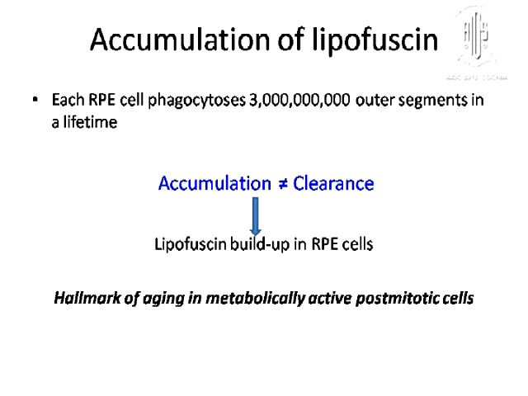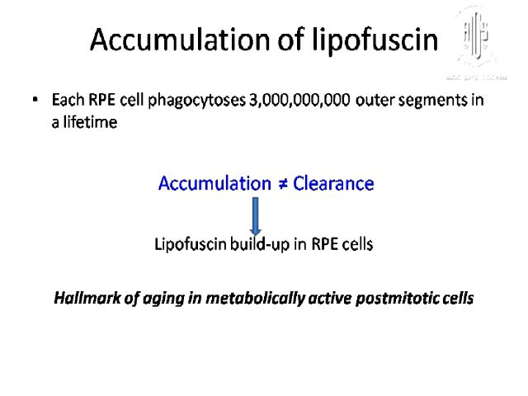Each RPE cell phagocytoses some 3 followed by 9 zeros of outer segments in a lifetime. So whenever you overeat, you tend to accumulate cholesterol. Similarly, the RPE cell accumulates lipofuscin, and when this accumulation is not matched by the clearance, then lipofuscin builds up, and this lipofuscin is what we image on autofluorescence.